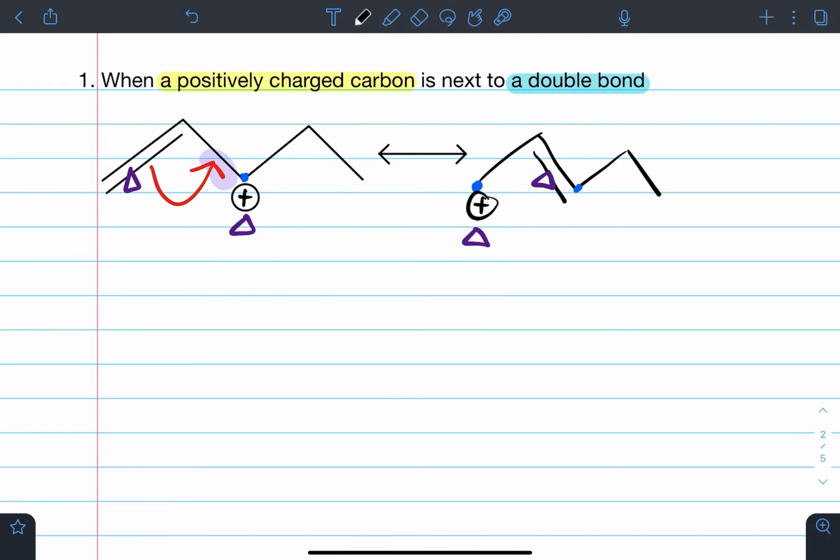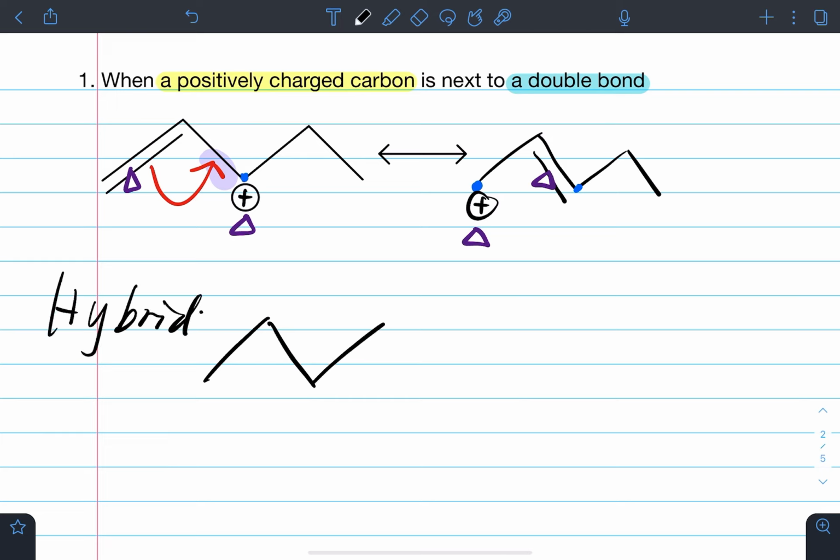So if I were to draw my hybrid structure, it will be something like that. So first I had my double bond here, and then I had my double bond here, and first I had my partial positive here, and then I had my partial positive here. Not partial positive, I mean positive. So I would assign partial positive charges to these 2 carbons who had positive charges before.